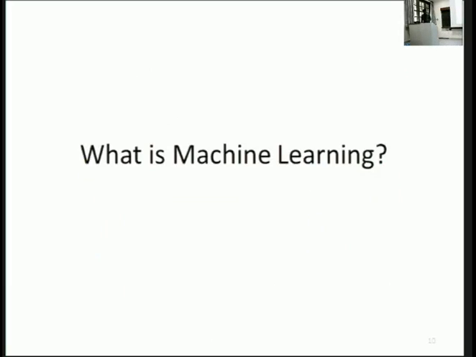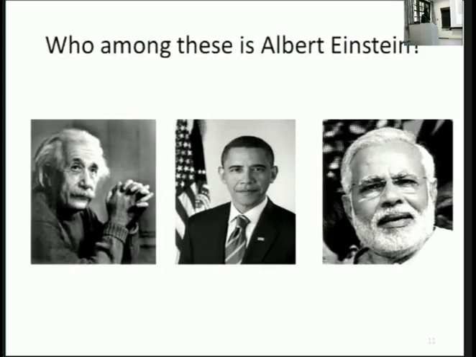Now let me talk about what machine learning is. We start with a simple puzzle. Who among these is Albert Einstein? The one on the left, of course, with the crazy eyes and the mustache. It's a fairly easy question. Even a fifth grader can answer that.